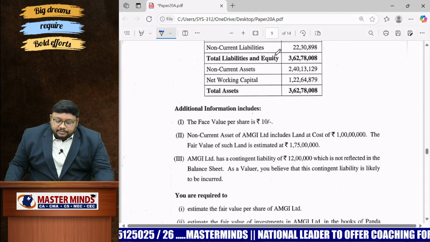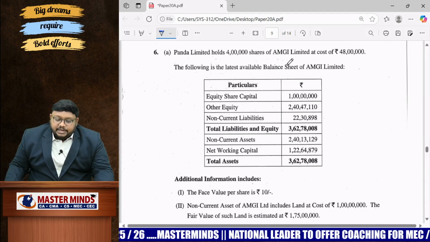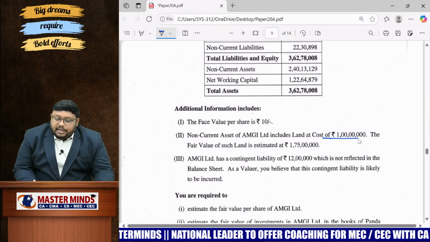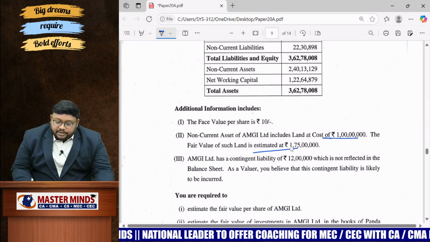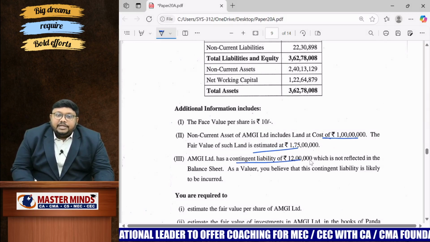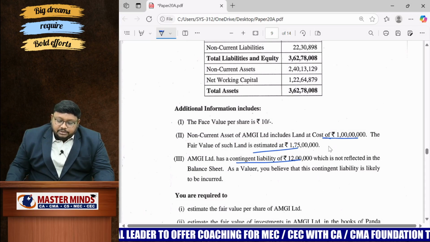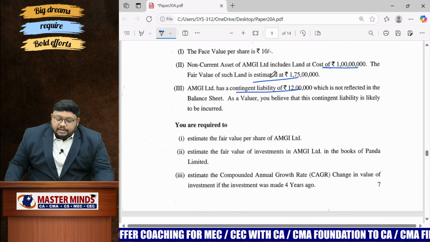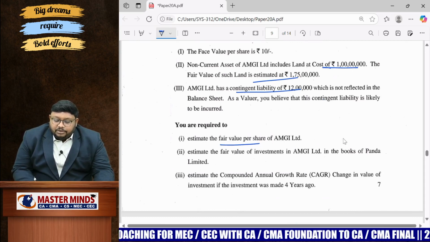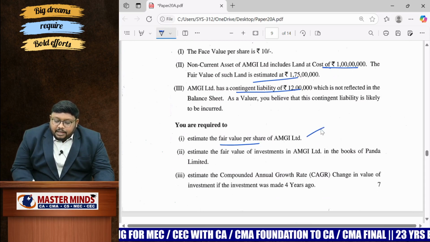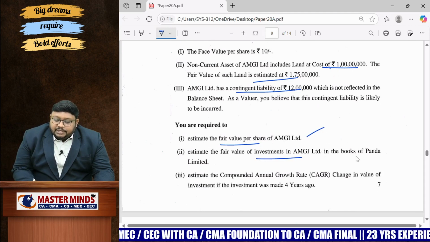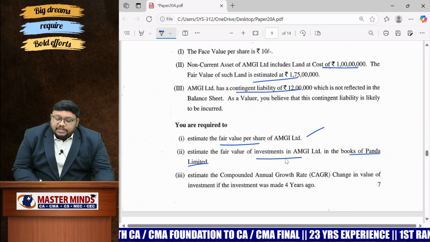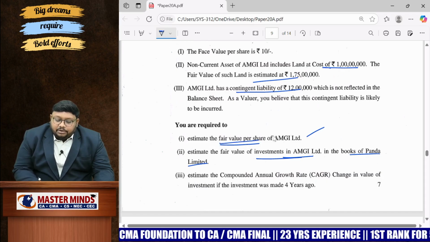And coming to the sixth question, it is a basic question straight from the textbook. So face value they have given, and we have some revaluation changes, and one contingent liability, previously not liable, now it is liable, and that you have to take into consideration. So you have to calculate the net assets based value. Based on that, what is the fair value per share of this company, and the fair value of investment of AMG Limited, that also we need to find in the books of Panda Limited. So here the investment fair value as well as the fair value of the share.